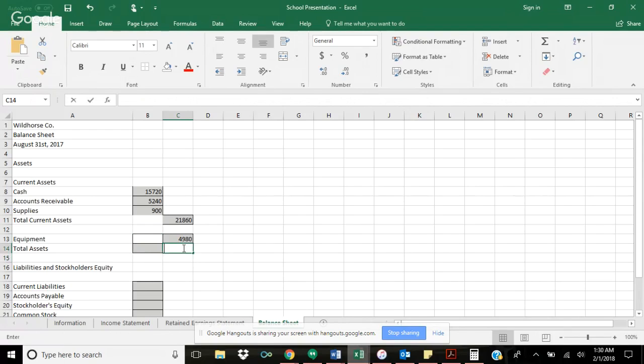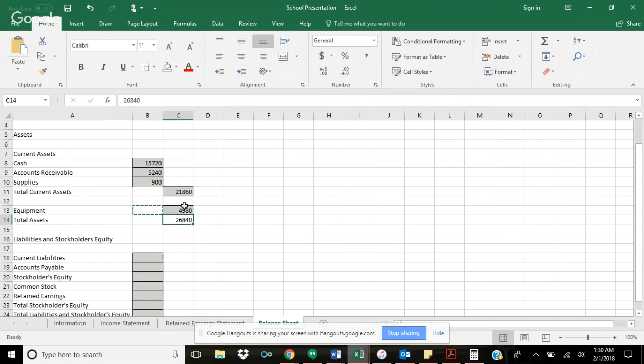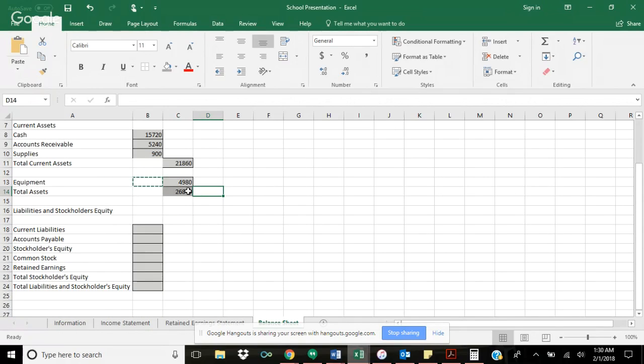Okay. So this 4,980. So your total assets here is going to be these two numbers added together, which is going to be $26,840 is the answer that we're going to get here. So then from here, this total assets number is that important piece of information that we need to then go through, and this is a number that we will use later. From there, since you have covered all of the total assets, you will move on to liabilities and stockholders' equity.